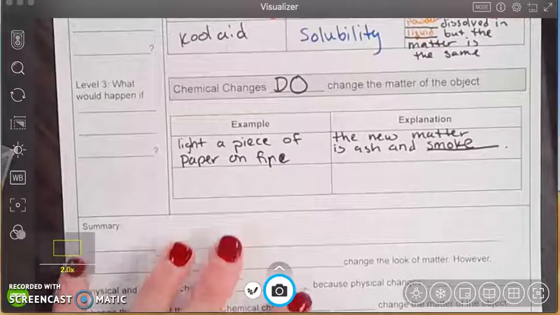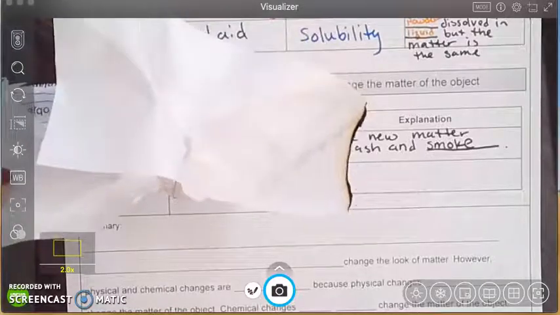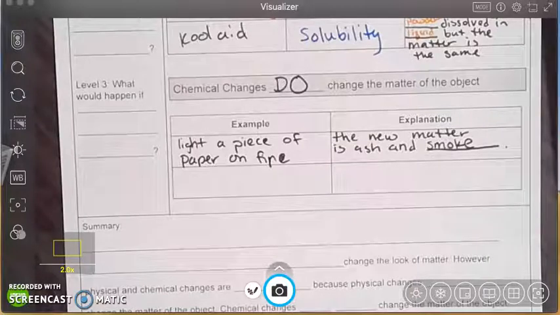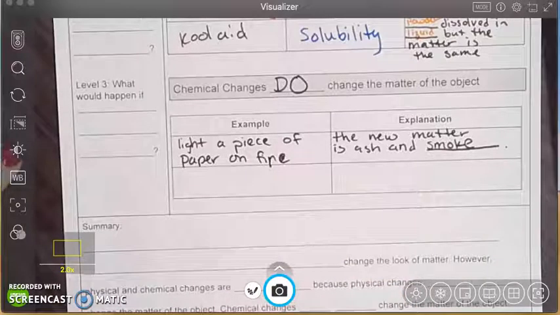Because smoke is a gas, and it is a new type of matter. I didn't have that smoky smell, that smoky gas from plain paper. I didn't get it until I lit this on fire. So lighting things on fire is an example of a chemical change because I am creating new matter.